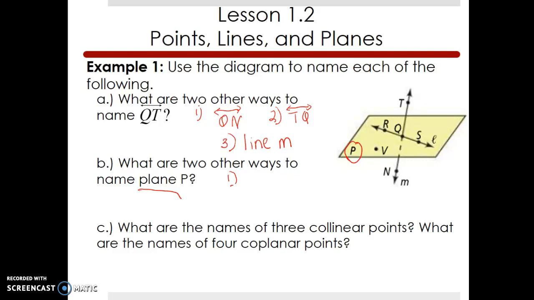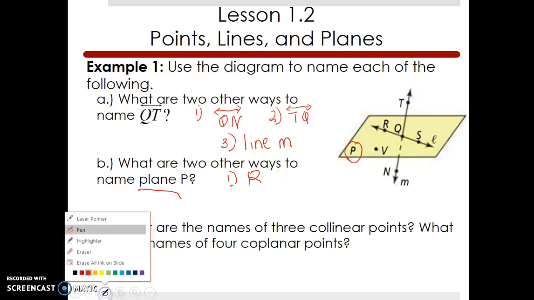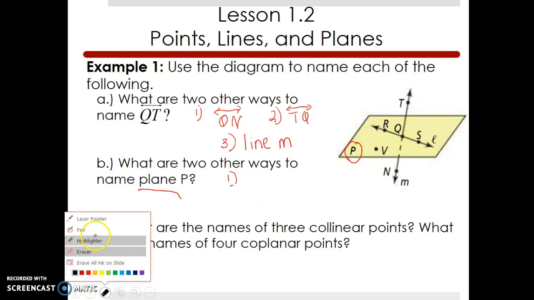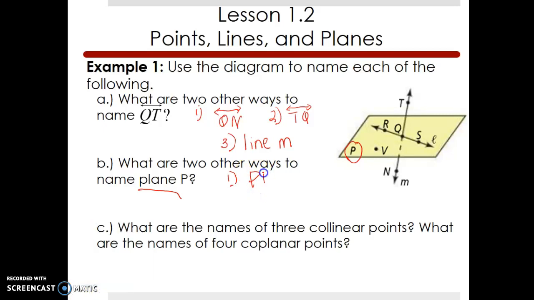So I'm going to use, let's say R. Sorry, let me just label it correctly. Plane R, V, S. Whoops. And the second one is plane Q, V, S. So it could be any 3 points on the plane, but they cannot be on the same line.